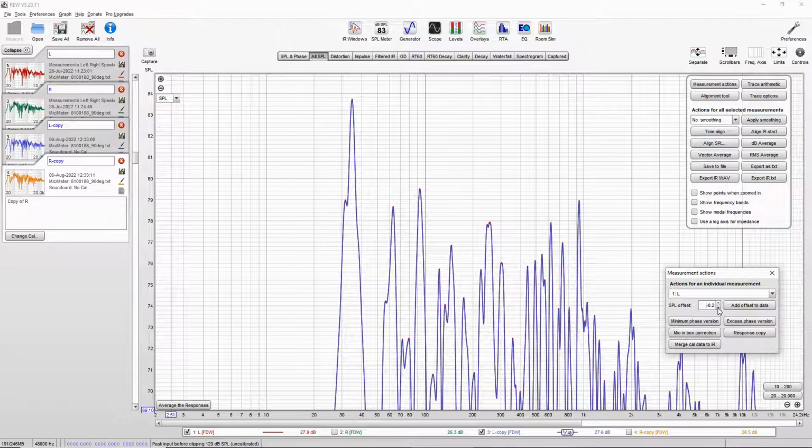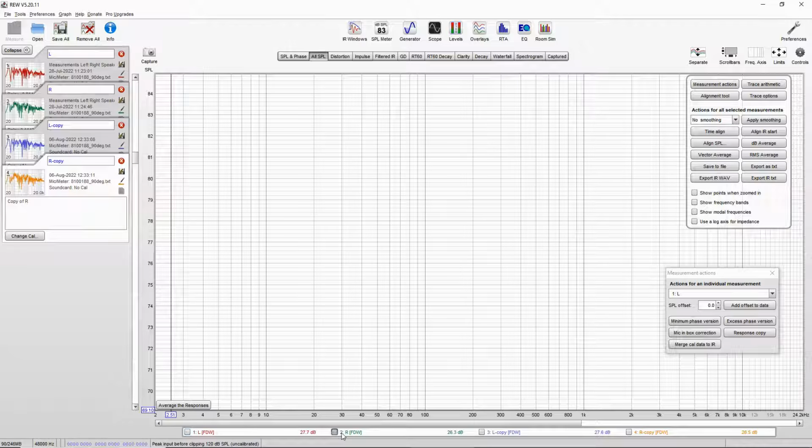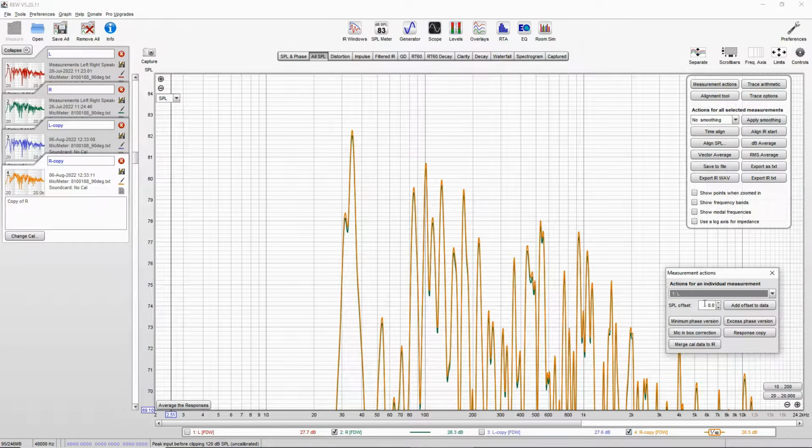Well, looks like minus 0.2 dB. So my left speaker needs to be lowered in volume by 0.2 dB. Add offset to data, and now the left is volume aligned. Now do the same for the right speaker. Untick lefts and tick rights. Select right speaker, and it will be exactly the opposite by the same amount. This is how REW alignment works.